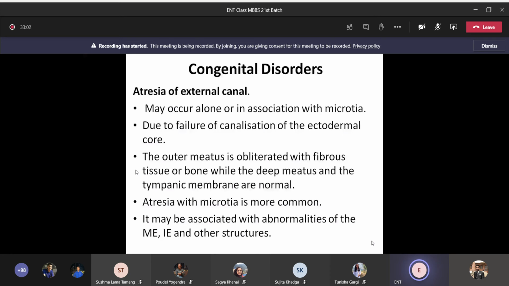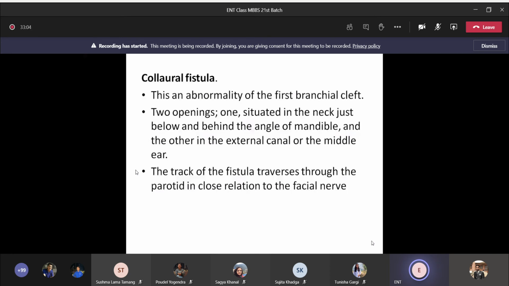The next is collaural fistula. This is an abnormality of the first branchial cleft. There are two openings, one situated in the neck just below and behind the angle of mandible, and the other in the external auditory canal or the middle ear. The tract of the fistula traverses through the parotid in close relation to the facial nerve.